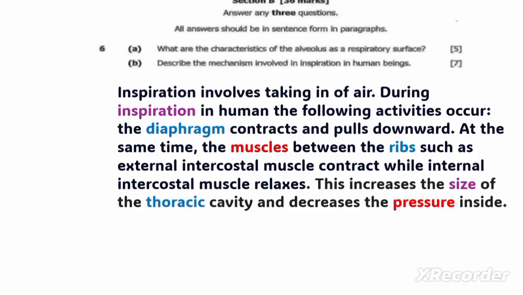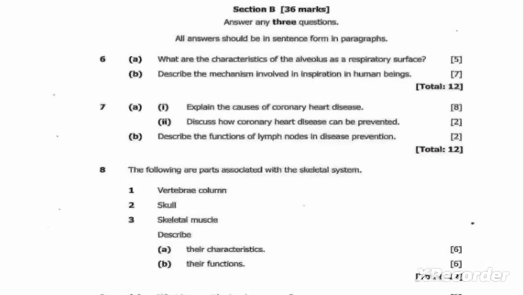Okay, we now shift to the next question, which is question 7. The question reads, explain the causes of coronary heart disease. So coronary heart disease is a heart disease that comes as a result of the blockade that takes place within the coronary artery. The coronary arteries are the ones supplying oxygen and nutrients to the walls of the heart from the aorta. So when these arteries are blocked, then someone is bound to have coronary heart disease.